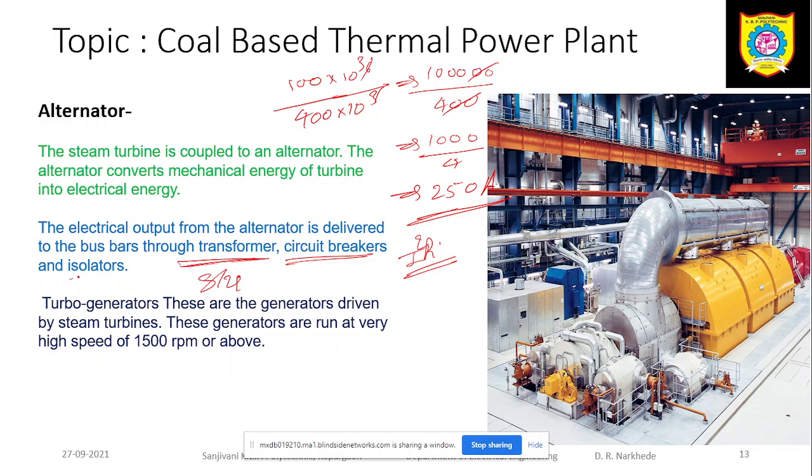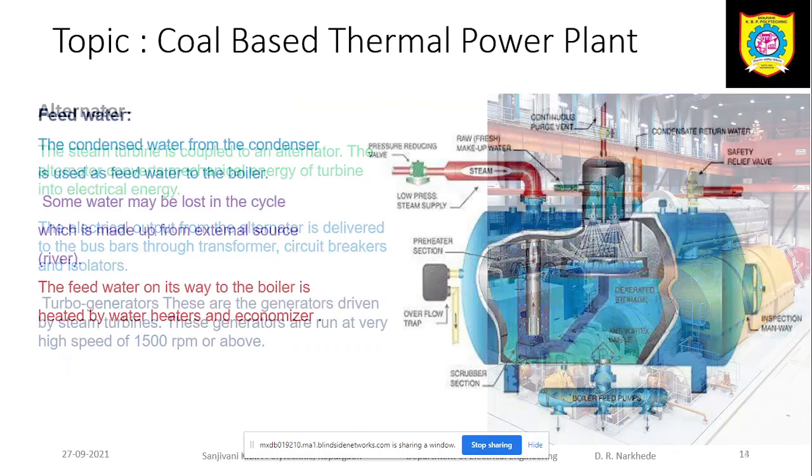Then we use the isolator to completely disconnect that circuit from the system. So that is the isolator. Then turbo generators are generators driven by steam turbines. These generators are run at a very high speed of 1500 rpm or above. Normally the generator will rotate at 1500 to 3000 rpm.